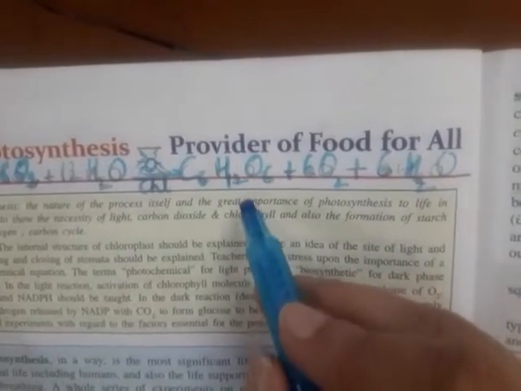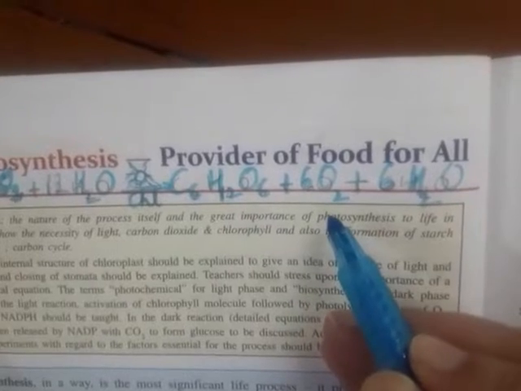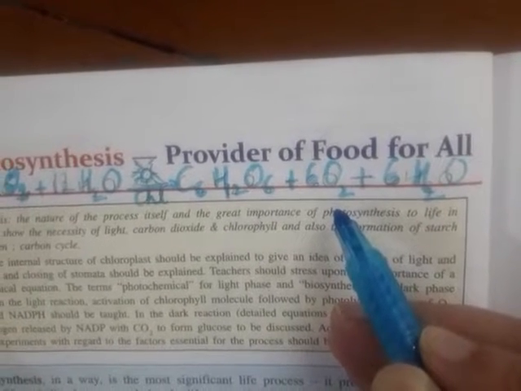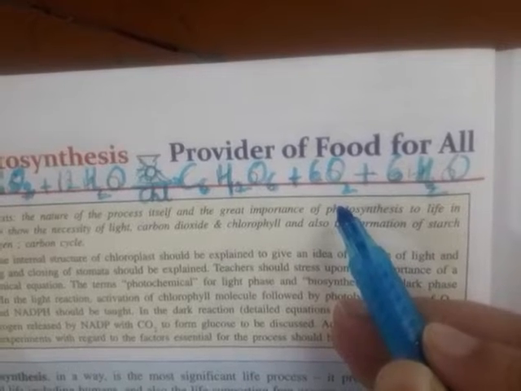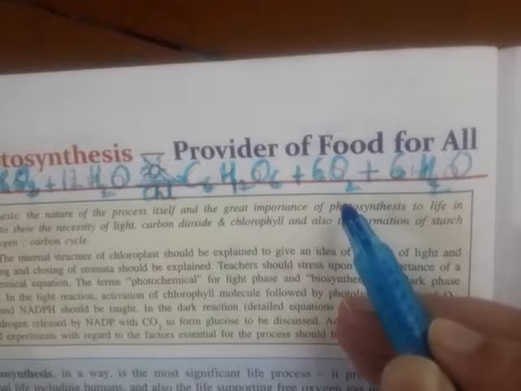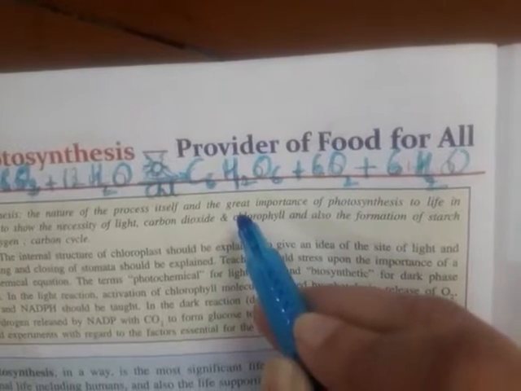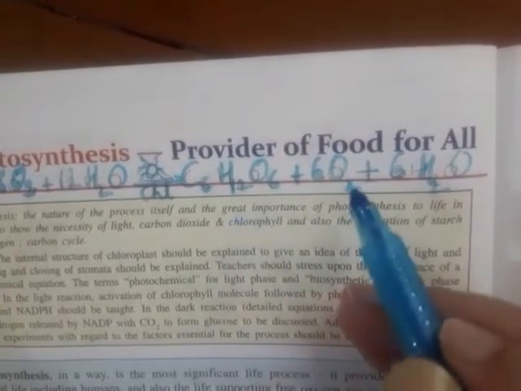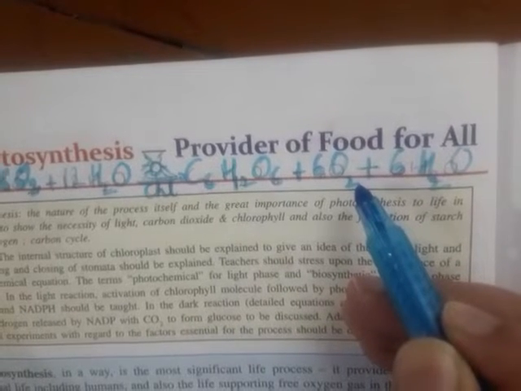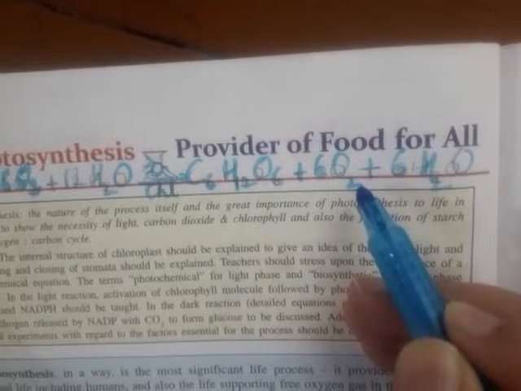Look here carefully. Glucose and oxygen are very important because all life on earth is dependent upon photosynthesis. It provides food for all, and it provides oxygen for respiration of all living things on earth.